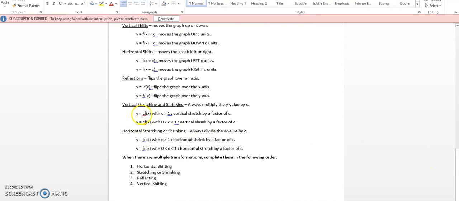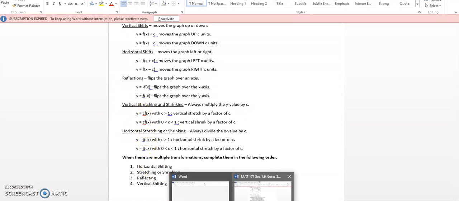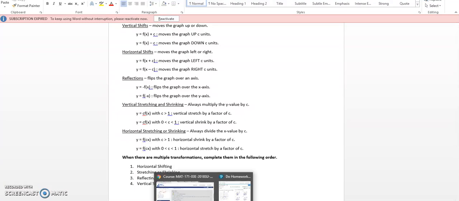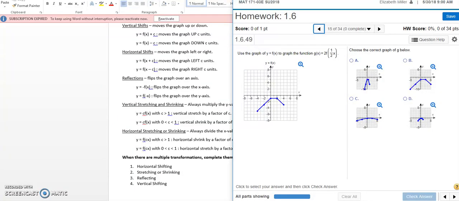So if we go to our rules here, a constant being multiplied on the outside of the function is a vertical stretch or shrink. A constant being multiplied on the inside of the function is a horizontal stretch or shrink. So you see how the constant's on the outside versus the constant's on the inside. That's the difference. Now if we look at our example, we actually have one of each. We have a constant on the outside and a constant on the inside. So we're going to have to do both.